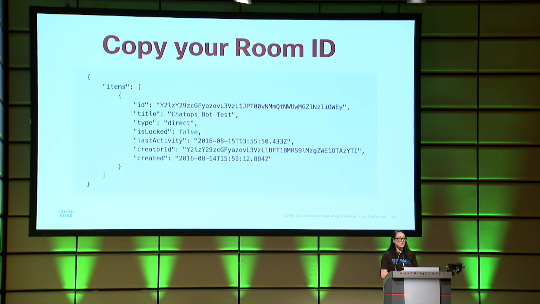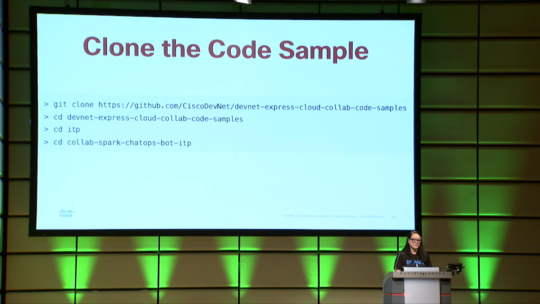If you see the information that is displayed in JSON format on the right, then your request was a success. And you want to copy that information, just the ID on the top line, to use later. Then you want to clone the code sample, the Python sample, and then type in these commands.